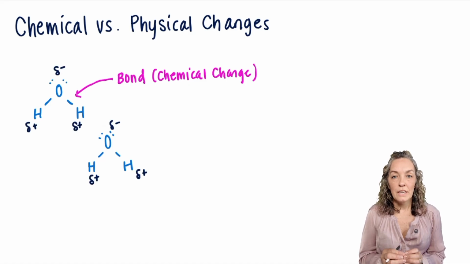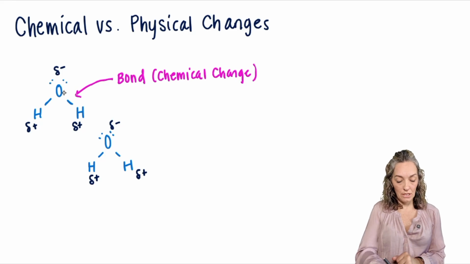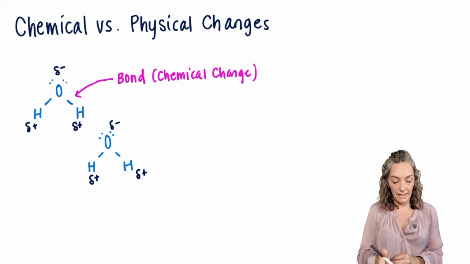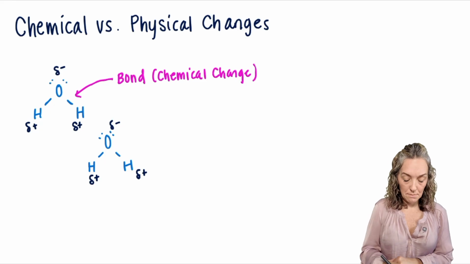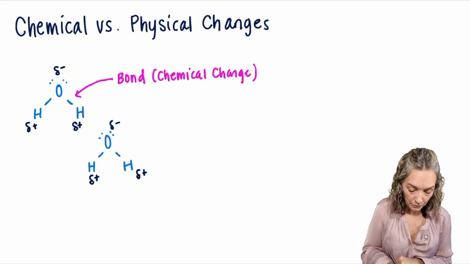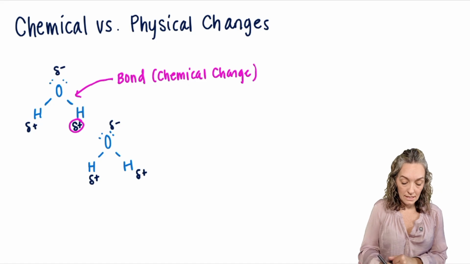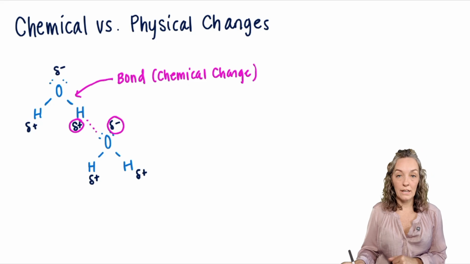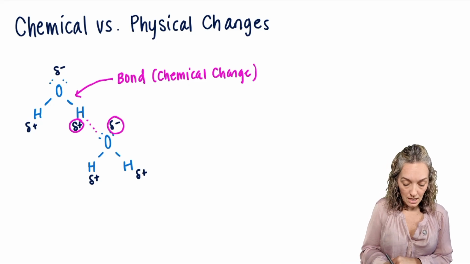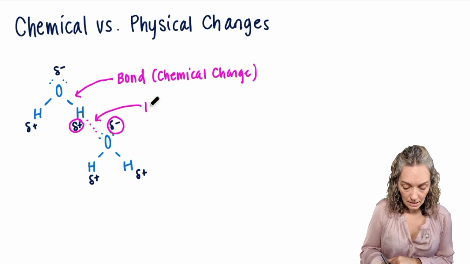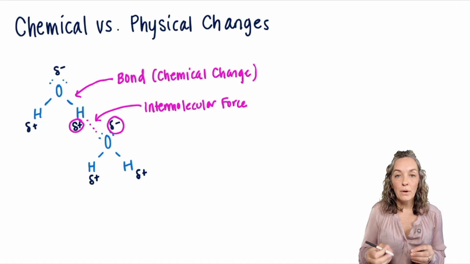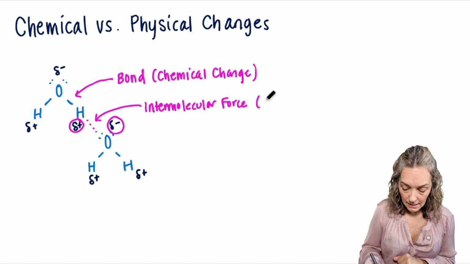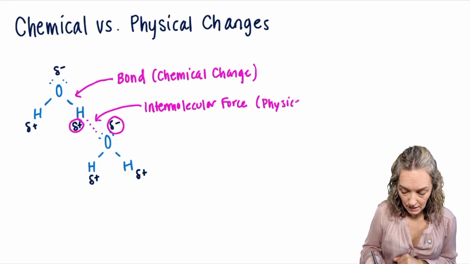We know that water is a very polar molecule. There are big differences in electronegativities between the O and the H, causing a shifting of the electrons. So what we see is that the positive end of one water molecule, the hydrogen, will attract to the negative end of the next water molecule. So there will be a slight attraction there due to those opposite charges. That attraction is an intermolecular force. When we break an intermolecular force, that is going to result in a physical change.